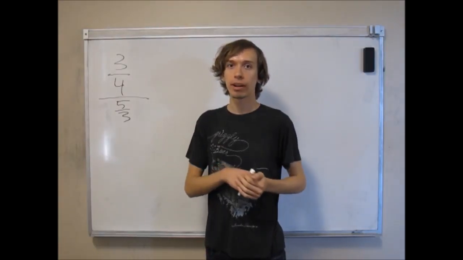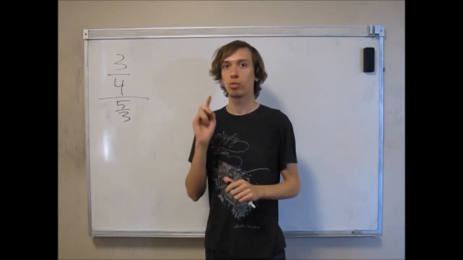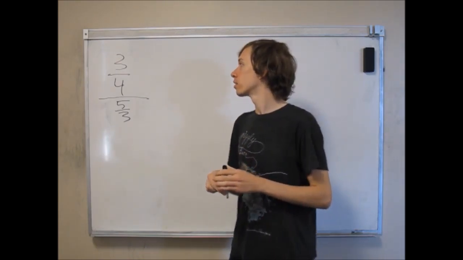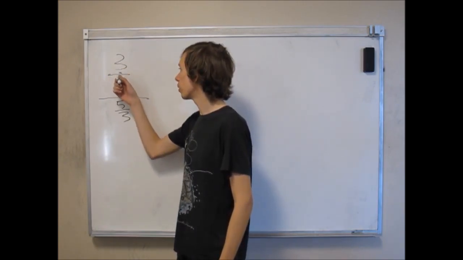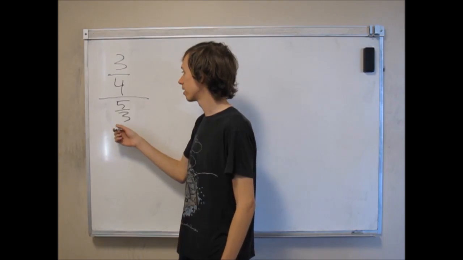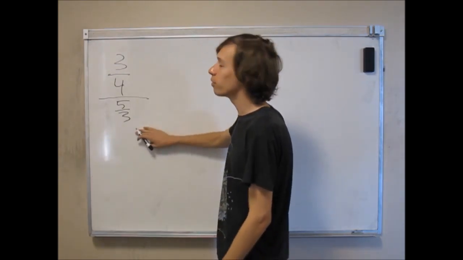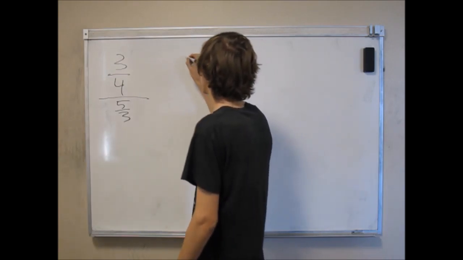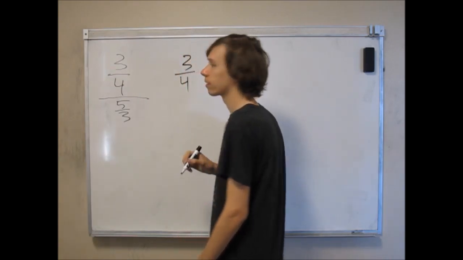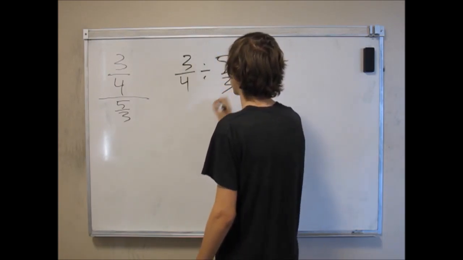So let's talk really quick about doing division with fractions. It's actually almost the same as multiplication, there's just one extra step in between. So if you had the fraction 3 over 4, and you had that divided by 5 over 3, well, what would you do? Well, if this looks kind of confusing to you, you can rewrite this as just 3 over 4 divided by 5 over 3, right?